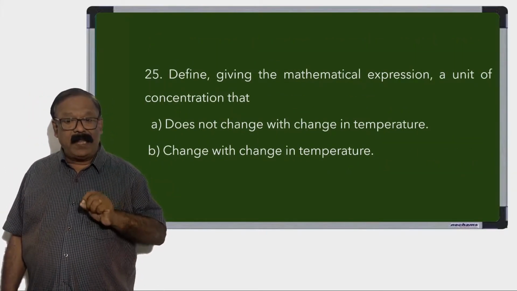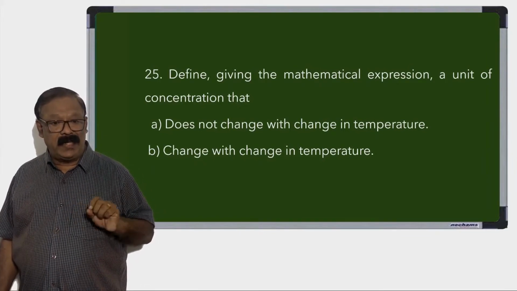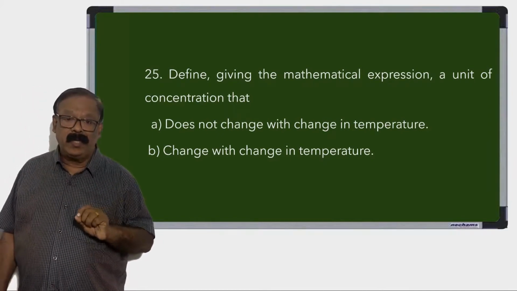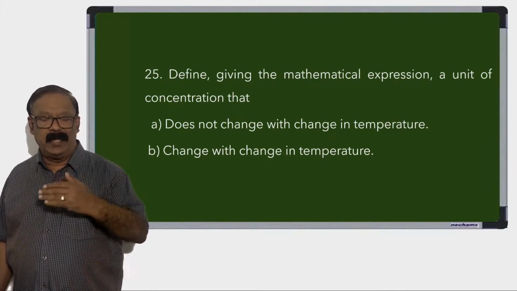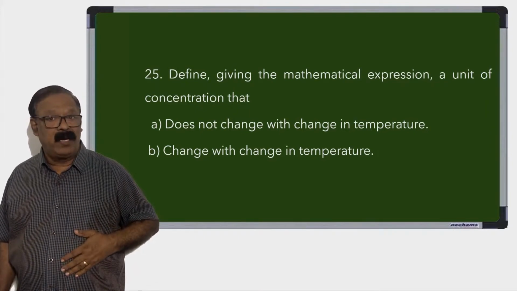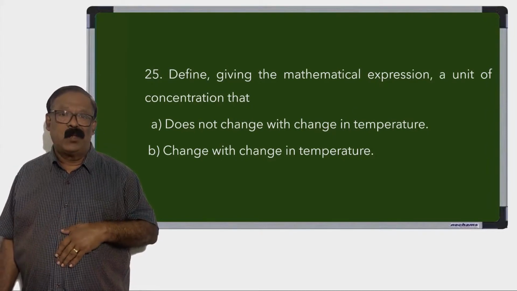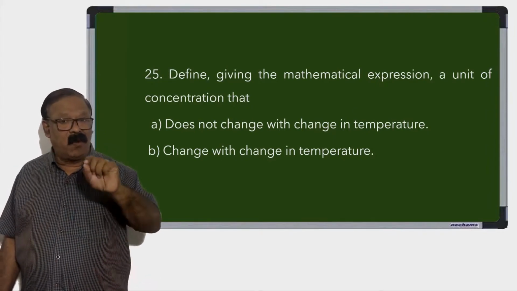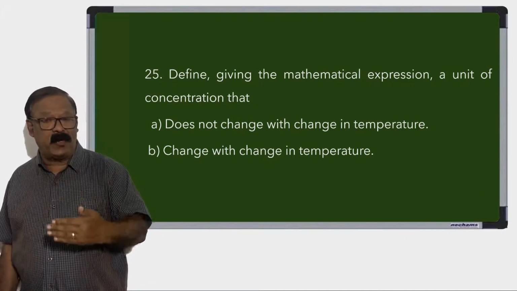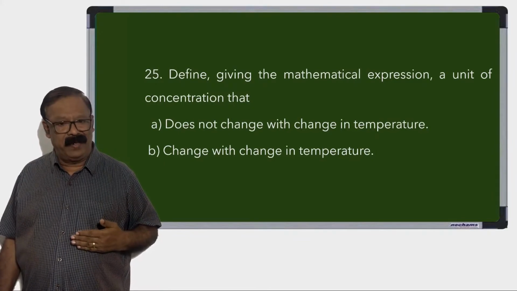Define, giving the mathematical expression, a unit of concentration that does not change with the change in temperature, then one that changes with the change in temperature. You have seen the first question itself. Some concentration terms depend on temperature, some do not. Which will depend? Those concentration terms having volume in the calculation. So in this question, you have to write the expression or the equation for calculation also. Simple naming is not enough.